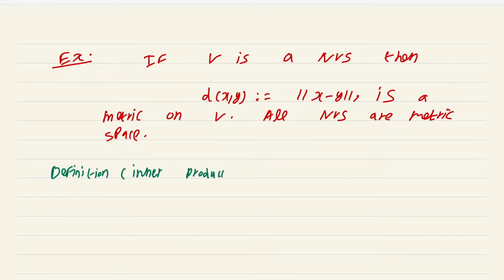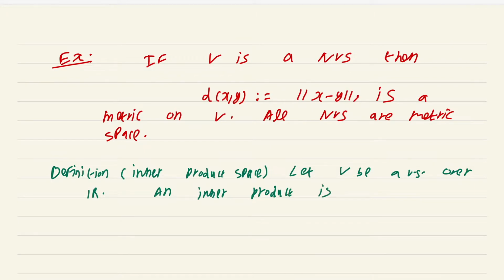So this is the definition of an inner product space. Again, the setting is same. Let V be a vector space over R. An inner product is a function which has two slots. It eats up a vector cross a vector, that is a pair of vectors, and it outputs a real number for you, such that, of course, certain natural properties have to be satisfied.